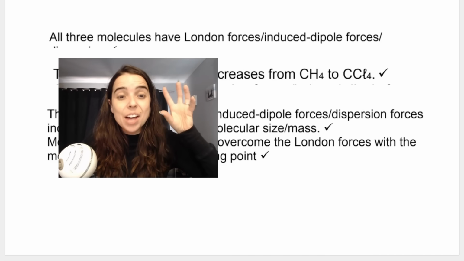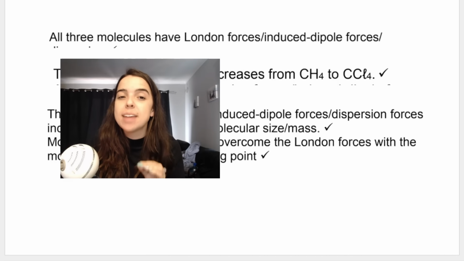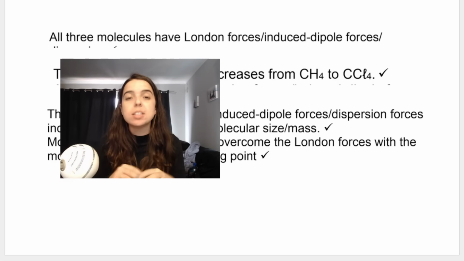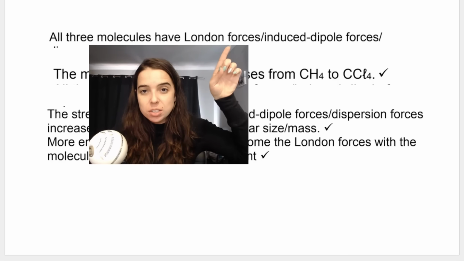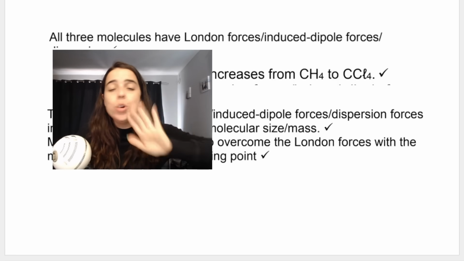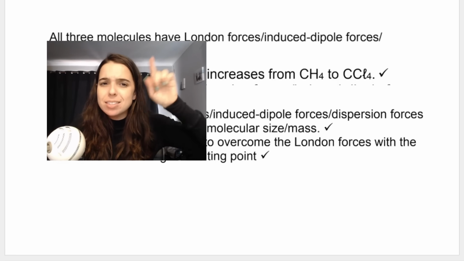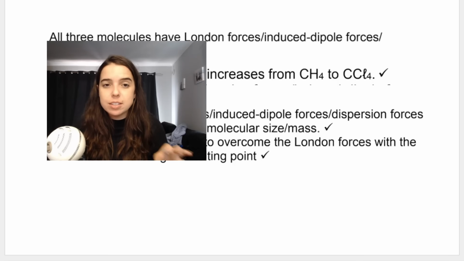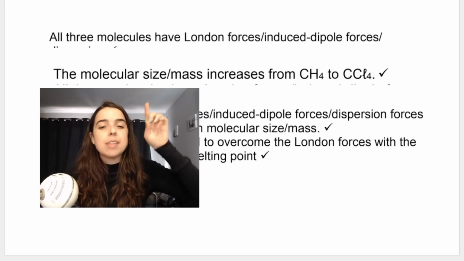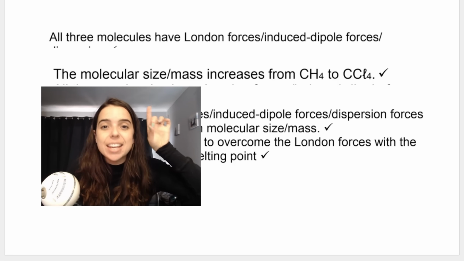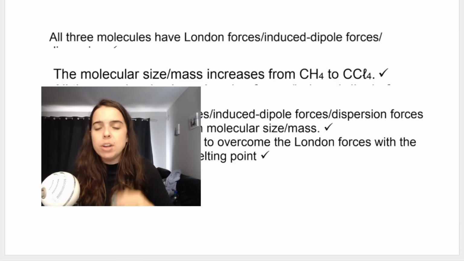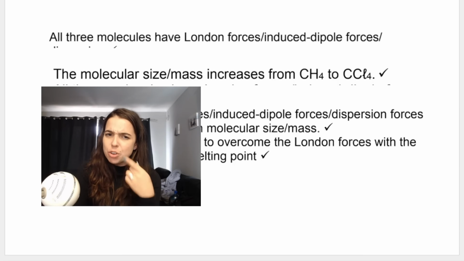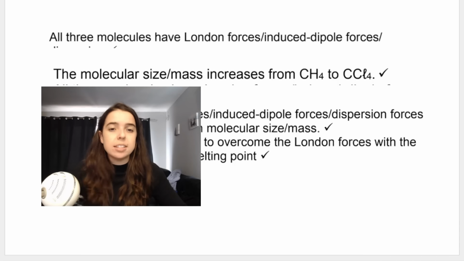So this is exactly how you'll answer it. Always start off by telling me about the intermolecular forces in all of the compounds. So you will say all 3 compounds or molecules have London forces between their molecules. They only have London forces. But tell me what makes the 3 different. What makes the 3 different is that the molecular mass or size increases from CH4 to CCl4. And you could say, how do you know that the molecular mass or size increases?